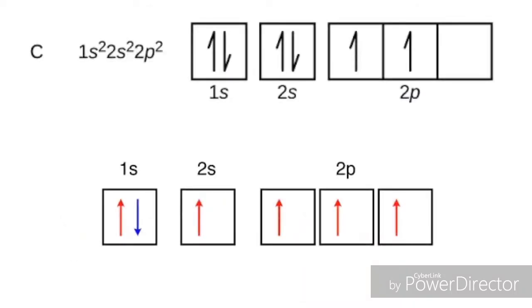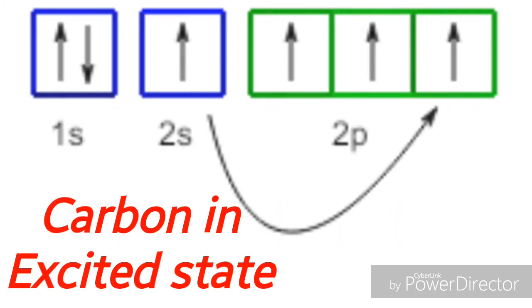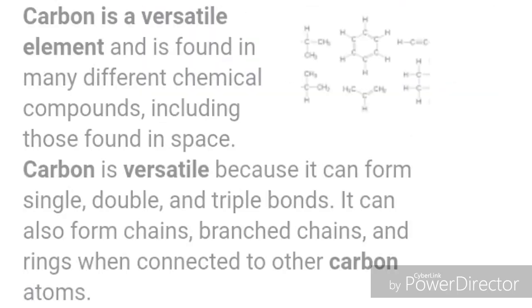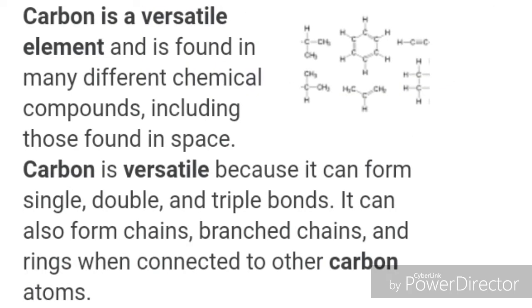When an electron from the 2s orbital goes to the 2p orbital, that is from the ground state to the excited state, 4 electrons will be available in the outermost shell. That is why carbon is tetravalent. In this picture, you can observe the movement of an electron from the 2s to the 2p orbital, from the ground state to the excited state.